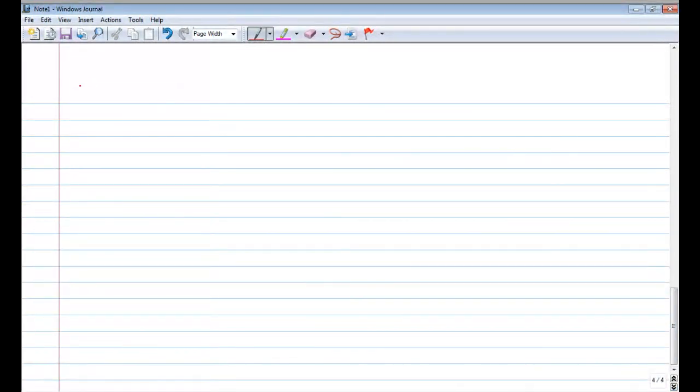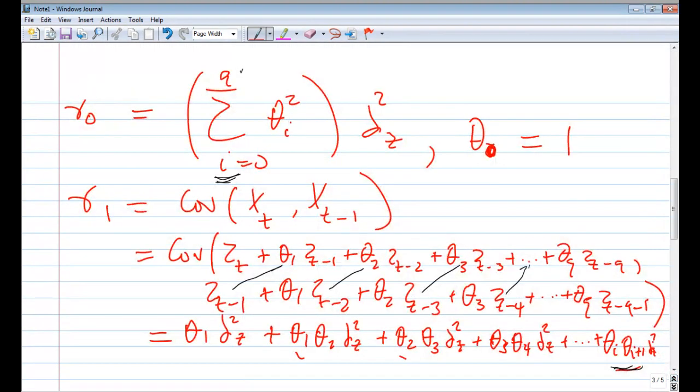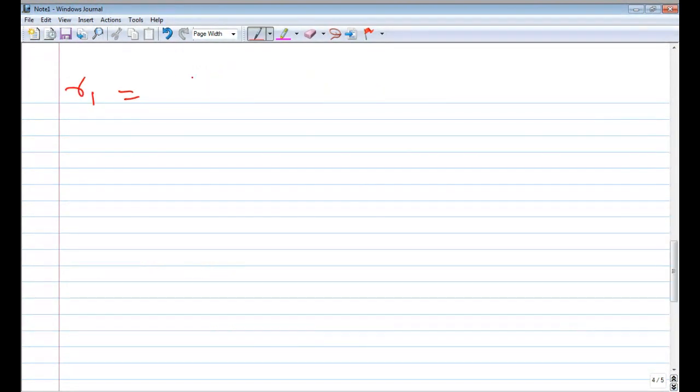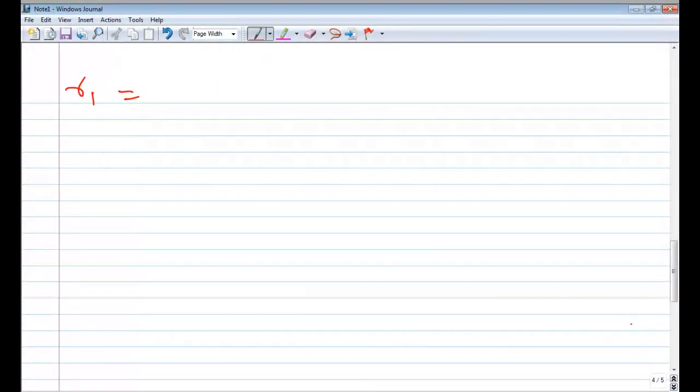So gamma 1 now will be equal to, then you find what? The common factor. Common factor here is going to be what? Sigma squared z, isn't it? So we're going to have theta. Which one is the first one? Theta 1. Okay. Going to have theta 1.